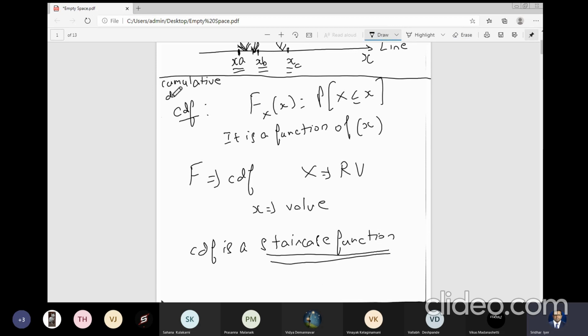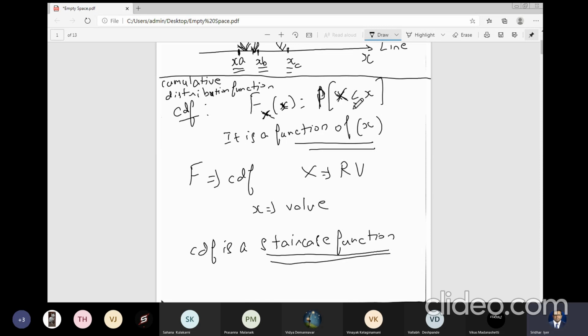Cumulative means total, distribution function, right? And it is given as FX of x, where F is capital, X in the subscript is capital, and small x is the function, equal to capital P, which denotes the probability of capital X, that is the random variable, less than or equal to x. So basically the CDF is a function of small x, that is the number.